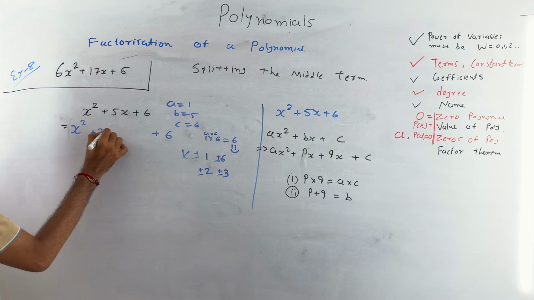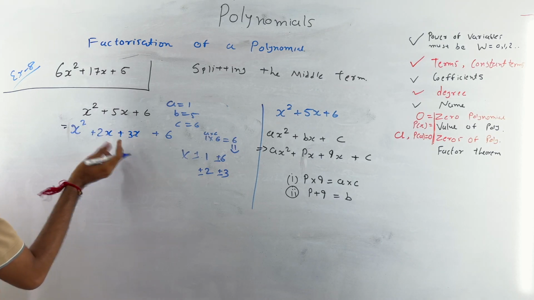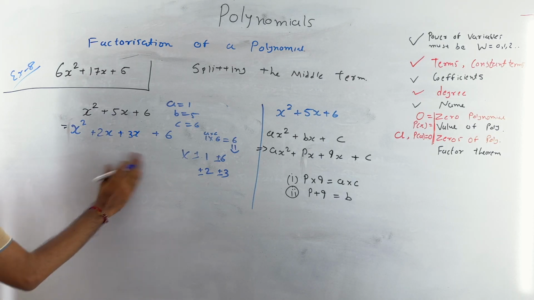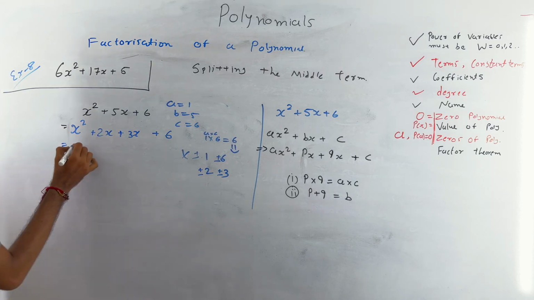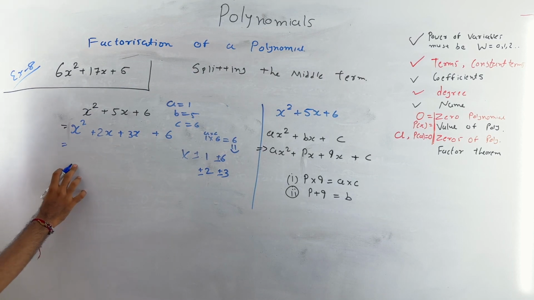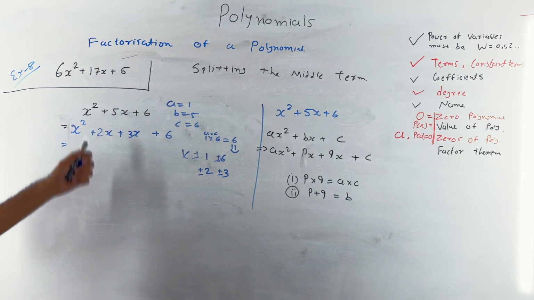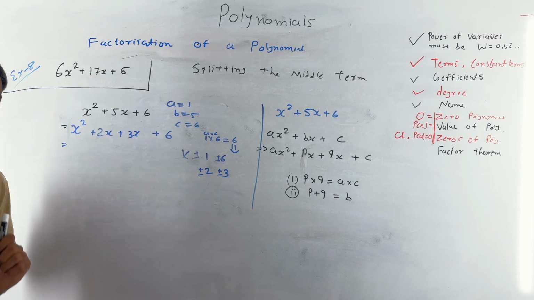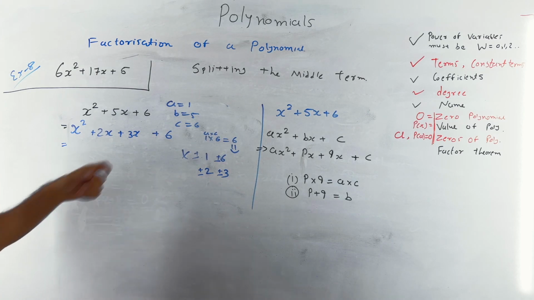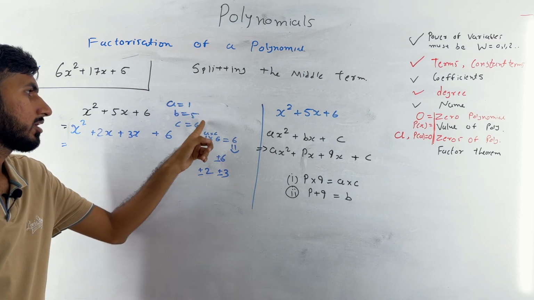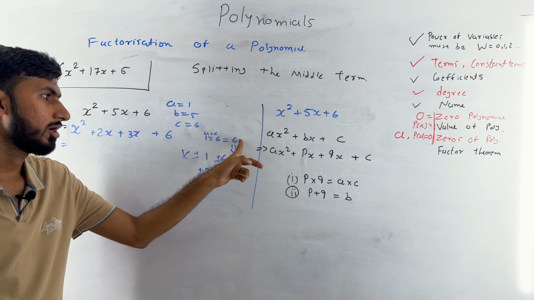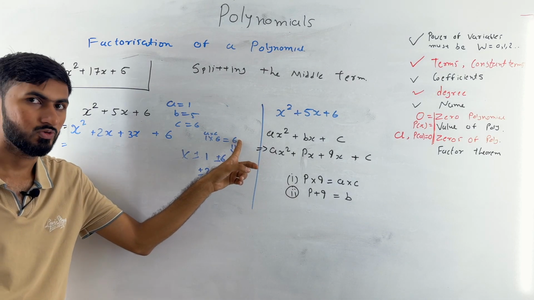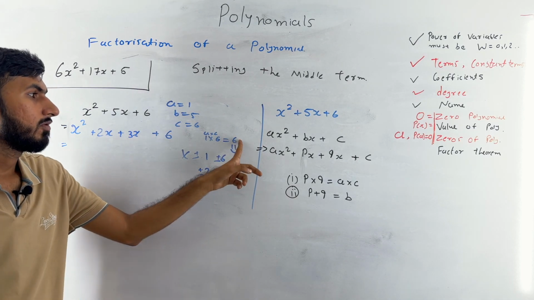I can write 2x plus 3x. You can write 3x plus 2x also, right? There is no problem. So now there is the third step. Your first step is to write the first term and last term the same as it is. Now just multiply a and c. Here I have a multiply c, that is equal to 6. Now find the factors of 6.